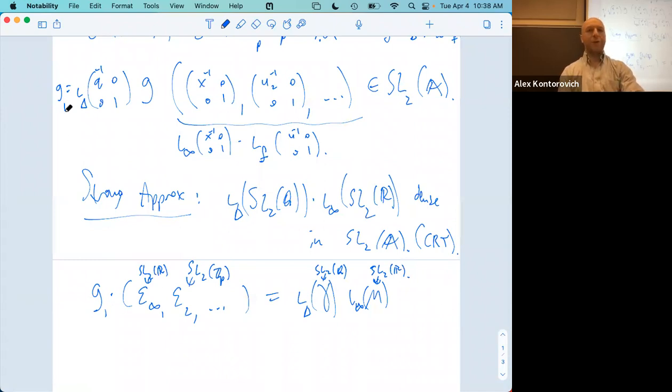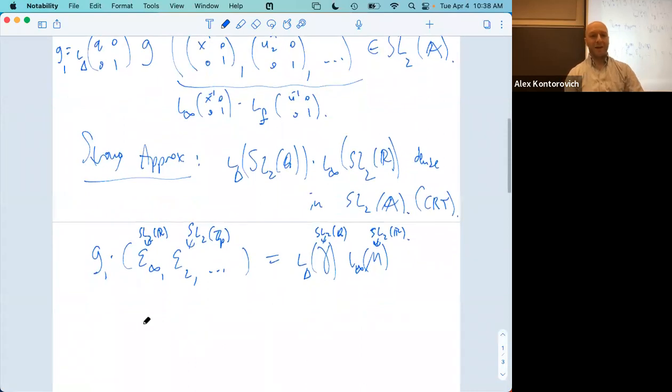Okay, and then when we put in what G1 is, all the way back here. So G1, let's see, can I go straight to G? Let's see if I can go straight to G. So G will be, so I have this diagonal embedding of gamma, infinite embedding of M. Then I have to multiply this stuff to the other side. So let's have the finite embedding of U inverse 0, 0, 1, and the infinite embedding, which commutes with the finite embedding, the infinite embedding of X 0, 0, 1.